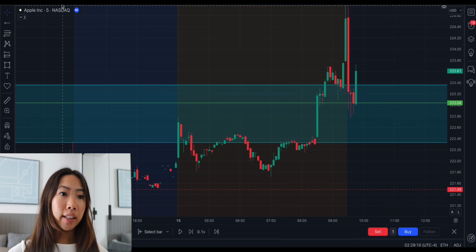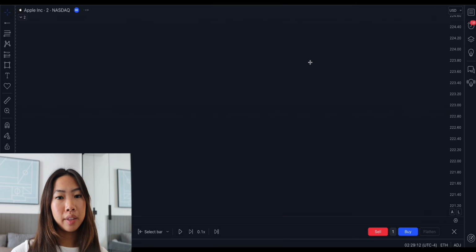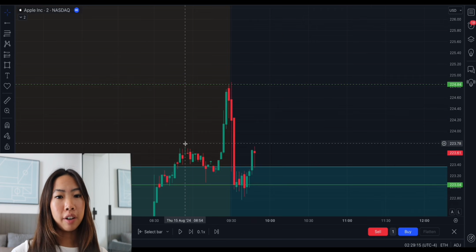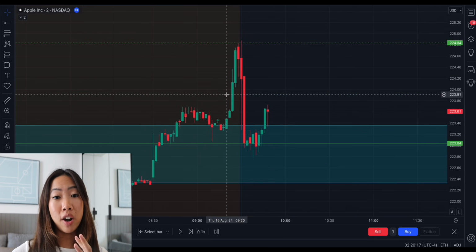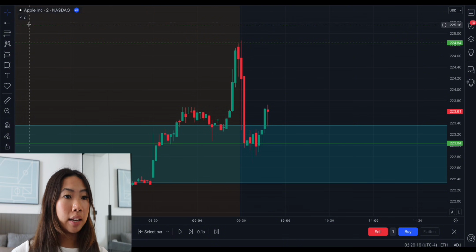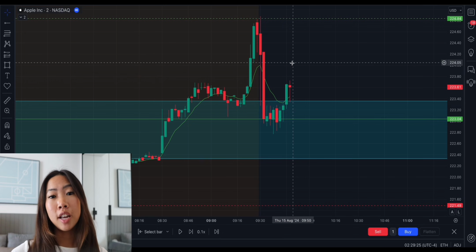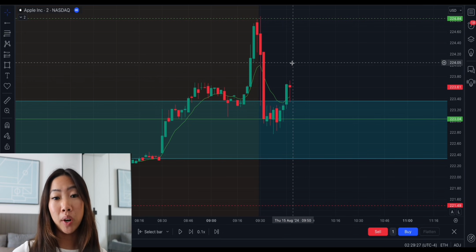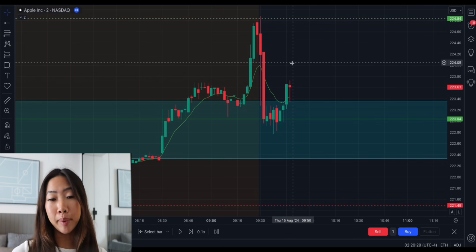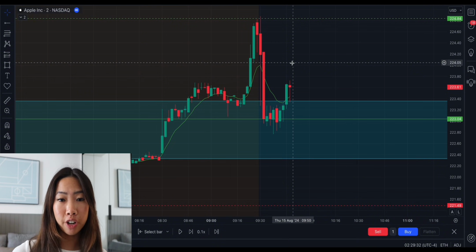So for the entry, I like to use the 2-minute time frame. If we go to the 2-minute here, this is a time frame that I like to use for any sort of execution. And I also have my 9 EMA. I use the 9 exponential moving average. That's an indicator that I like to use just to give me extra confirmation when I'm in a trade, whether to trail my stop or confirmation to enter the trade.